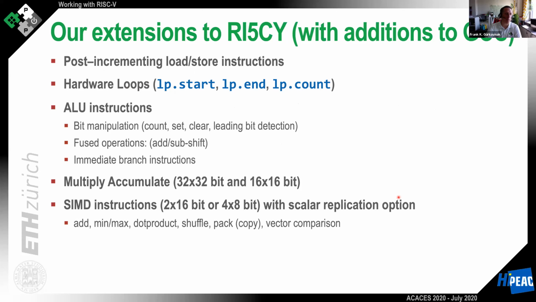So one of the things we added were post-incrementing load and store instructions. So you make the load and increment the value in the register automatically. Hardware loops, where you define a start and loop count that automatically does your loops. Several ALU instructions for bit manipulation, fused operations, immediate branch instructions. Very useful for our line of work are multiply-accumulate in different versions, and SIMD instructions, which say instead of using one 32-bit operand, we can use 2 times 16 or 4 times 8-bit with scalar replication option, different types of comparisons. Let me give you an example.